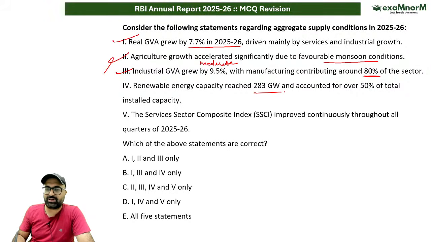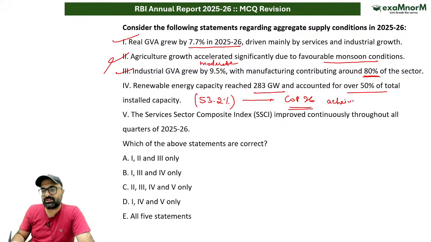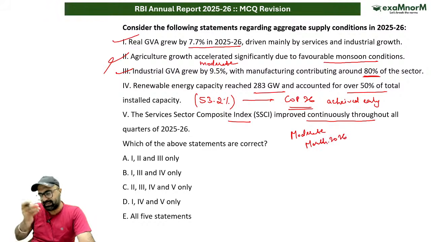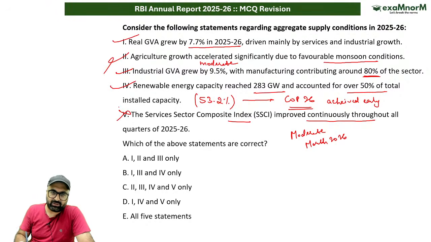Industrial GVA grew by 9.5% and manufacturing contributes 80% of this sector. This is correct. Renewable energy capacity 283 gigawatts accounted for over 50% of the total installed capacity. तो मैं कहूंगा सर it is exactly 53.2%, और हमने जो टारगेट सेट किया था COP 26 के पास, that has been achieved early. भैया हमारा 50% will come from renewable source of energy. Service sector composite index improved continuously throughout all the quarters of 2025-26. सर अगर मैं बात करूं सर्विस सेक्टर की, तो सर्विस सेक्टर हर एक क्वार्टर में इंप्रूव नहीं हुआ, rather it got moderated in March 2026. मार्च 2026 में ये increase होने की बजाय it decreased, it got moderated. So this is wrong. तो आंसर क्या बनेगा सर? 1, 3 and 4 का मतलब आंसर क्या होगा? That is B statement is the correct answer. ठीक है जी, क्लियर हो गया.